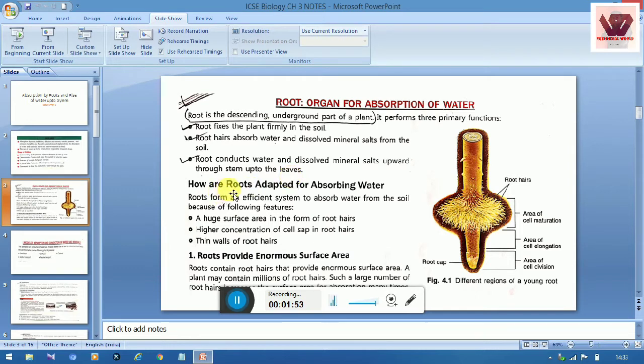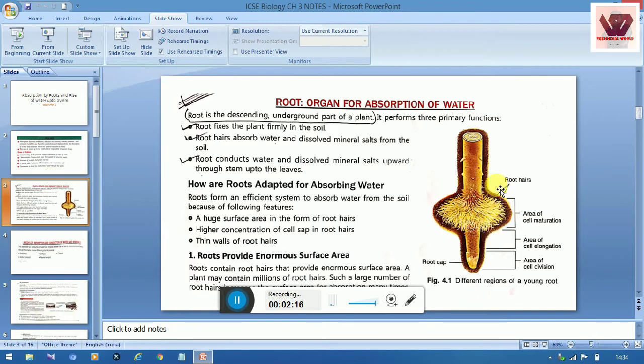Now we will see how are roots adapted for absorbing water. Roots form an efficient system to absorb water from the soil because of the following features: a high surface area in the form of root hairs, higher concentration of cell sap, and thin wall of root hairs, right? Now we will see this diagram.